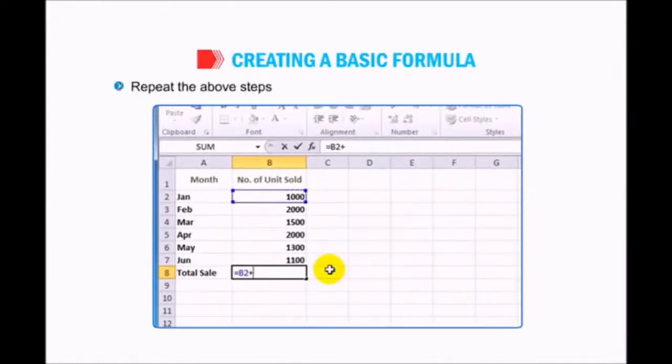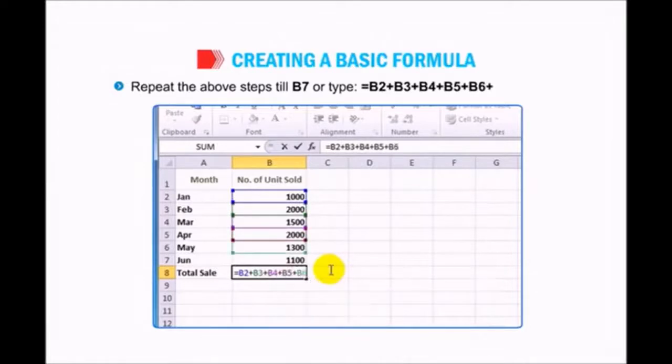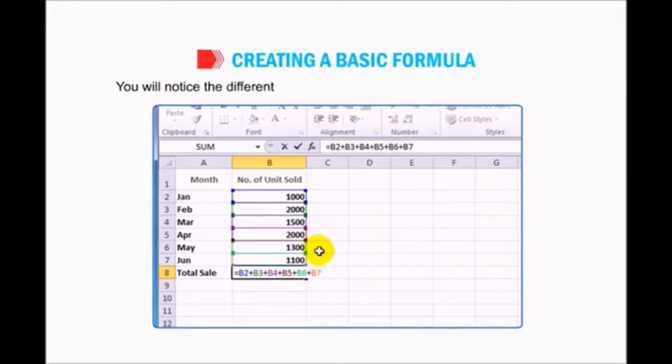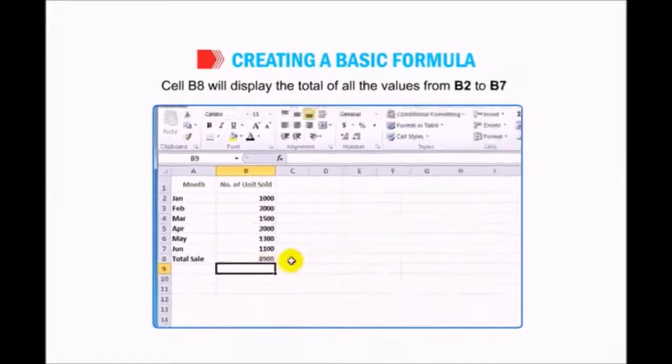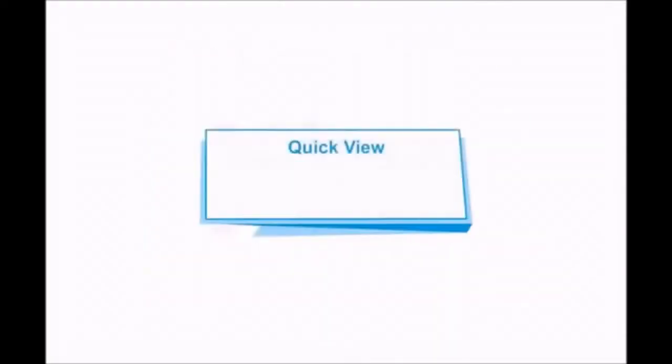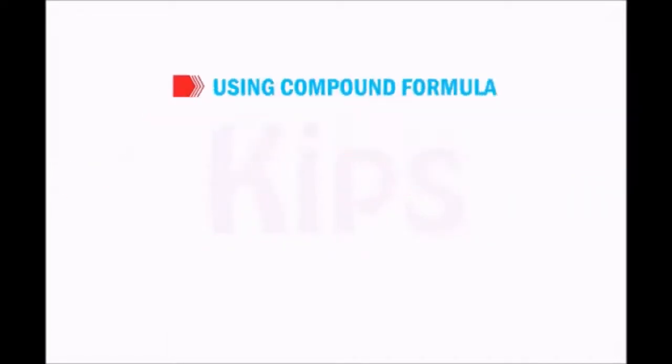Repeat the above steps till B7 or type equal to B2 plus B3 plus B4 plus B5 plus B6 plus B7 in B8. You will notice the different colored borders appearing around these cells. Press the Enter key. Cell B8 will display the total of all the values from B2 to B7. Students, we can copy the formula from the above cell by pressing Ctrl+D.